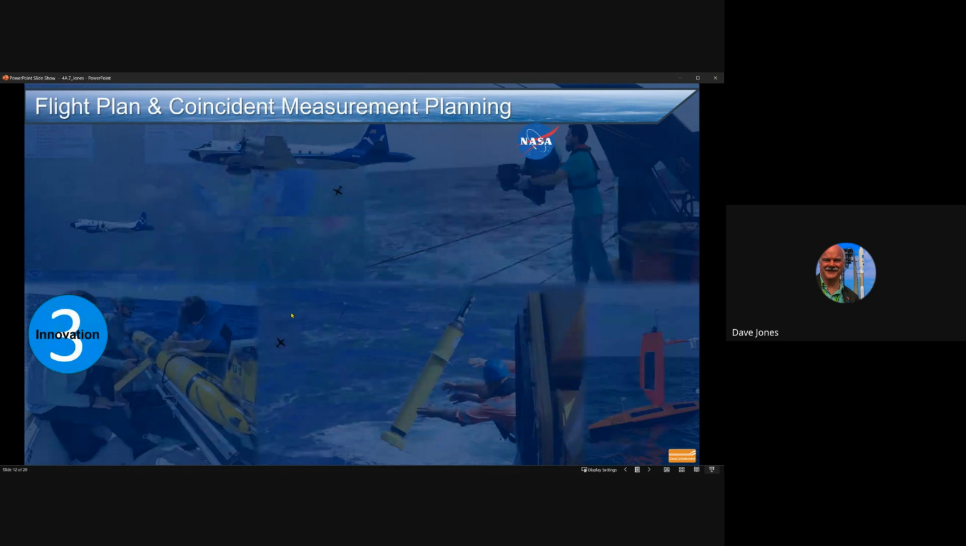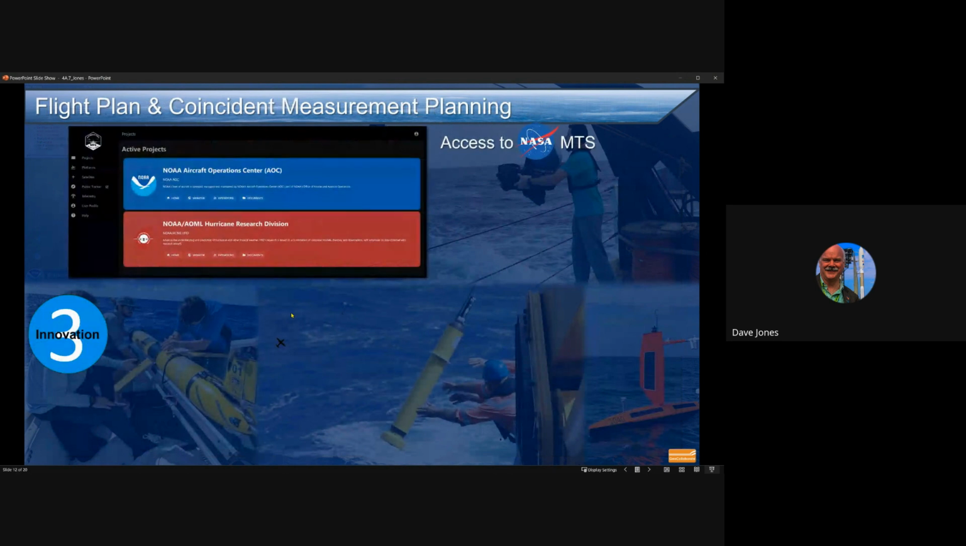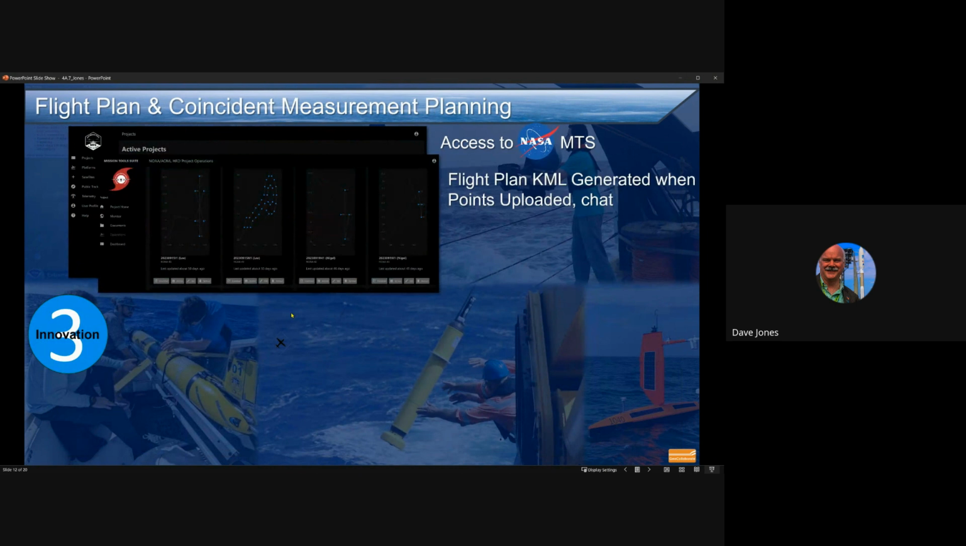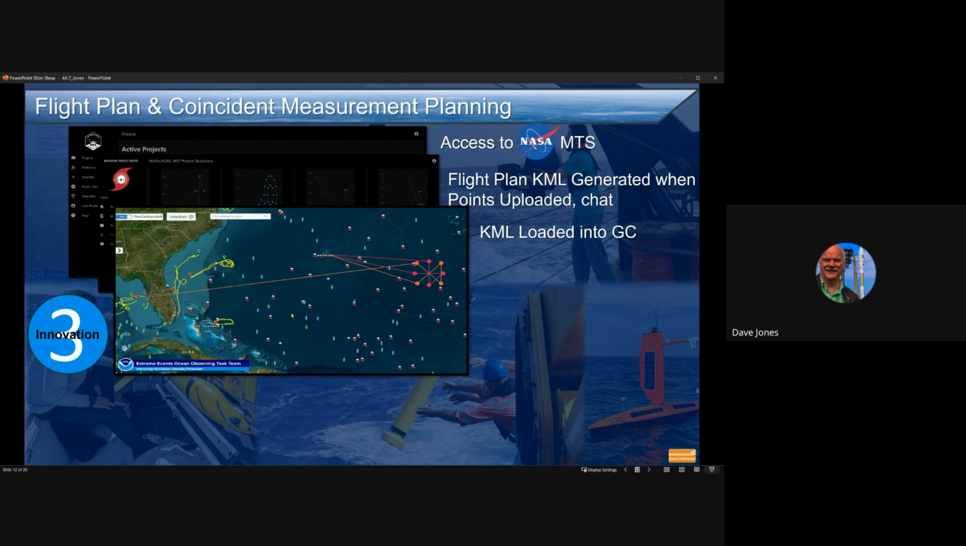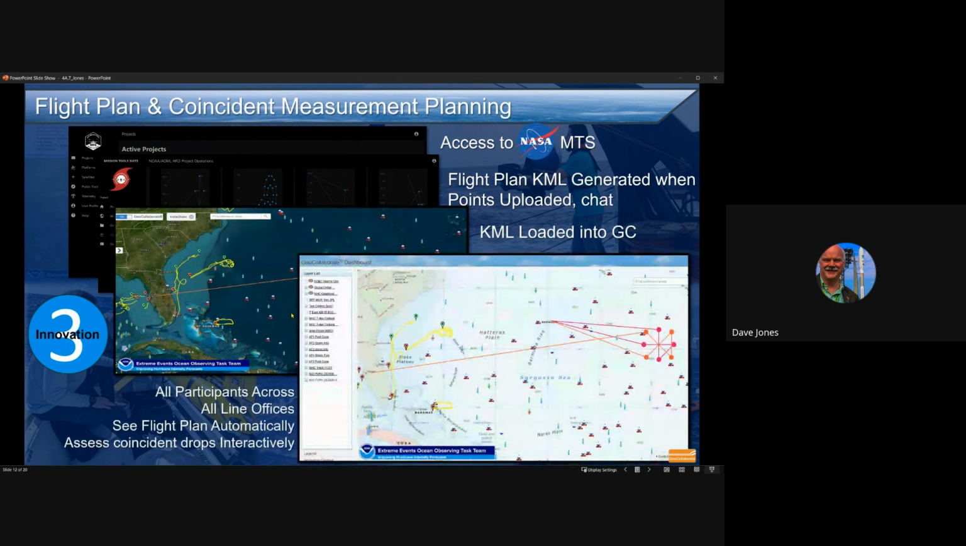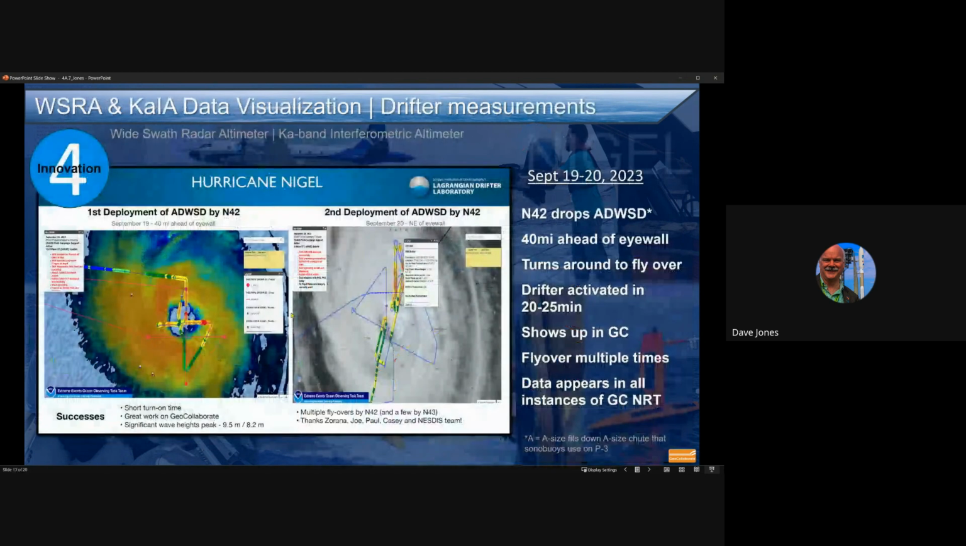Innovation number 3 was flight plan and coincident measurement planning. I was given an account on NASA's MTS, the Mission Tool Suite system, and when Jason would upload the points for the flight plans, it would automatically create the KML. We could bring that immediately into GeoCollaborate and then across the dashboard in real time. So everybody could see the flight plans and where the planned drops were close to any ocean observing system. This puts all participants across all line offices seeing the flight plan automatically and assessing coincident drops interactively.